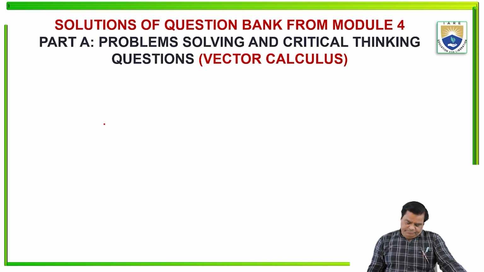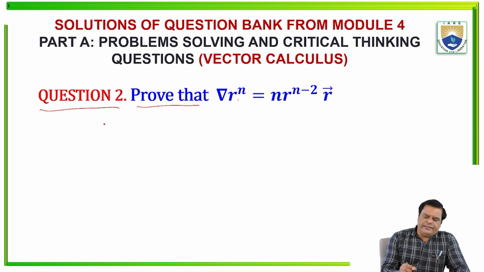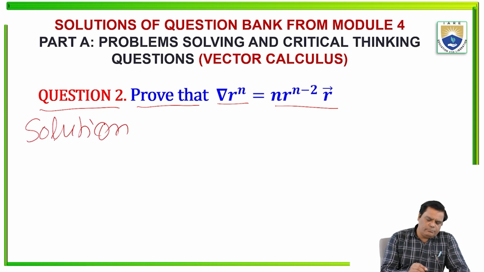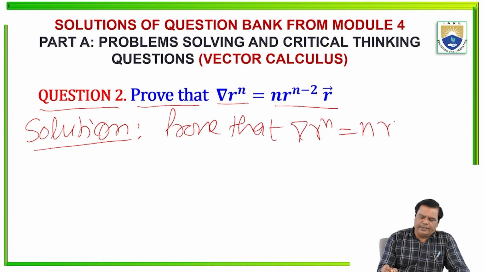Next result here. Question second is prove that del r to the power n equals this. So here, solution. Prove that del r to the power n equals n r to the power n minus 2 into vector r.